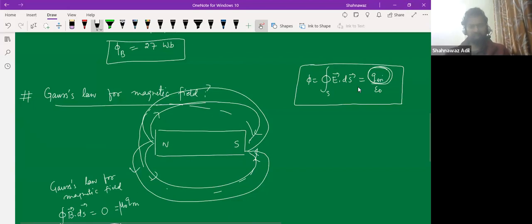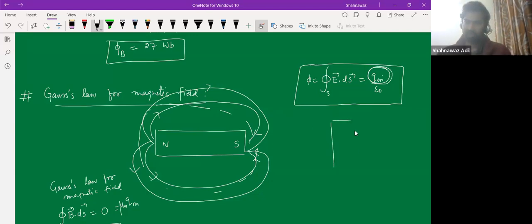Do you have any material which has only positive magnetic field? Sir, magnetic bar with only north. So a magnetic bar has two poles. Which magnetic bar has only north? Only north, sir.